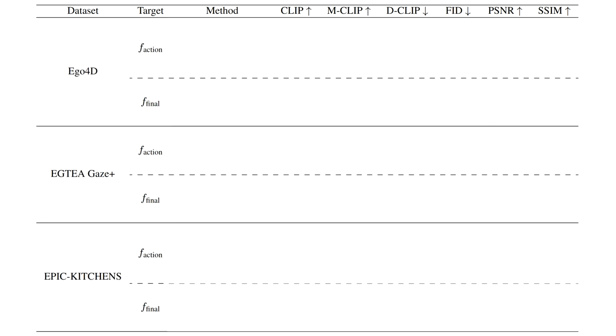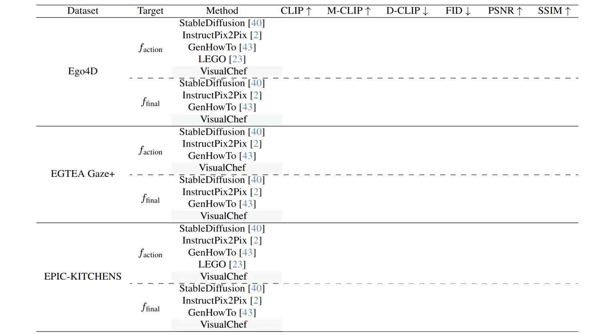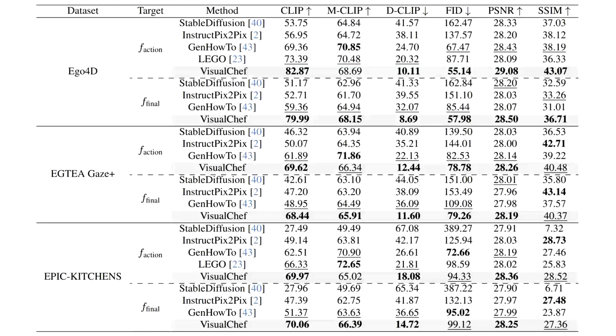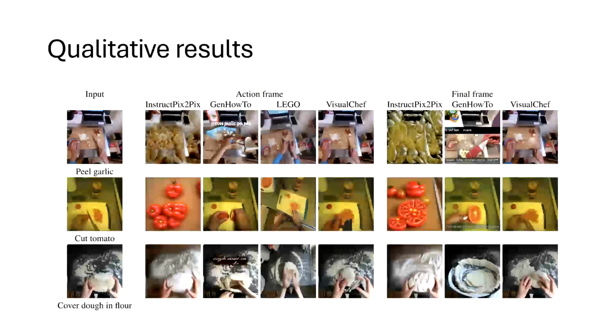We evaluate the model on the test set of each dataset for generating action and final frames. We compare our method with 4 state-of-the-art methods for action-conditioned image generation. Overall, VisualChef outperforms competitors in content relevance, establishing itself as a leading model in semantic metrics. Qualitative results verify the performance of VisualChef across 3 datasets, further highlighting VisualChef as the top-performing model.